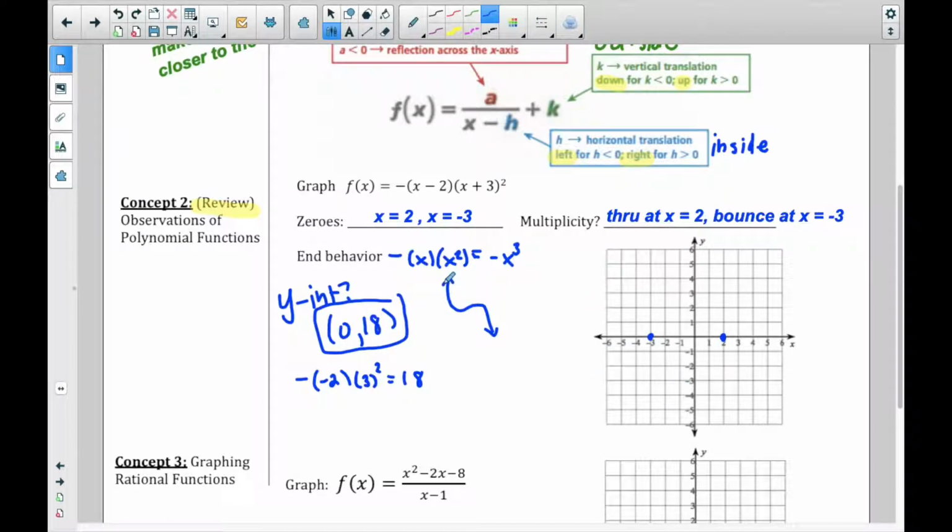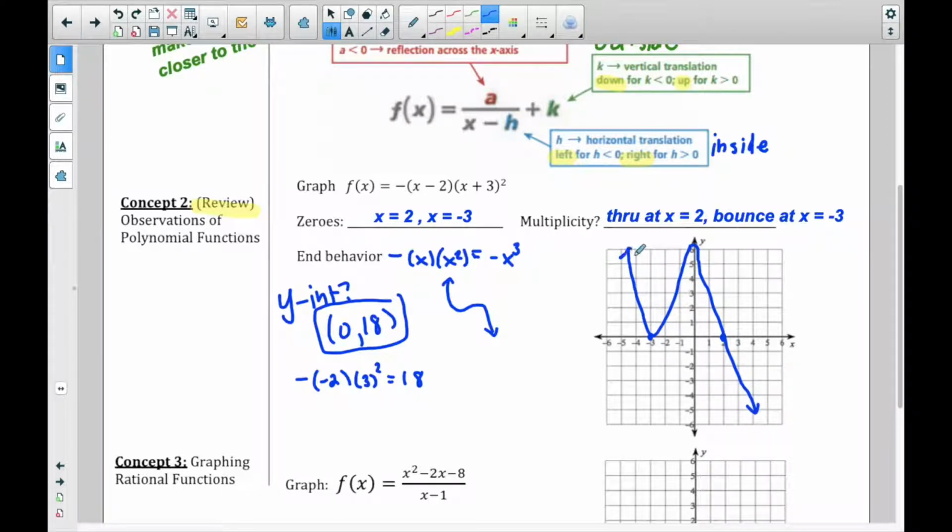Okay, so what's going to happen is I start at the top at positive infinity up here. I'm going to come down and go through, get a bounce at negative 3. So I'm going to come down, I'm going to bounce off negative 3, and I'm going to come all the way up here to positive 18. Well, that's not going to fit on my graph, but I'm going to go all the way up to positive 18. I'm going to come down here, and I'm going to go through 2, and then I'm done.